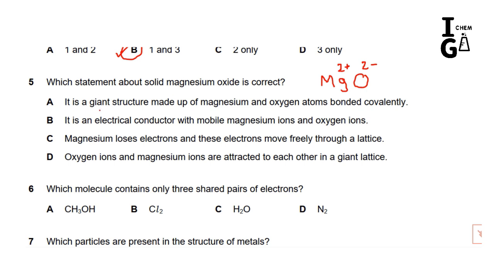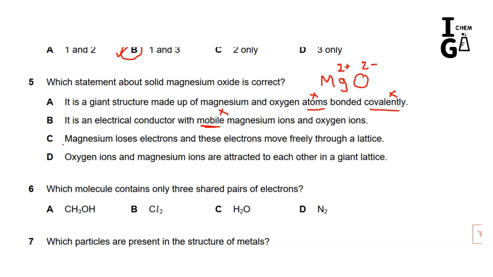Letter A, it's a giant structure made up of magnesium and oxygen atoms. Wrong. Bonded covalently. Wrong. So this statement is completely wrong because of atoms and covalent. They are ions, and this is ionic, not covalent. Letter B, it's an electrical conductor with mobile magnesium, mobile. So this is not correct because here we have something called crystal lattice, and all ions in this lattice are restricted. They can't move actually. These ions can't move. So the word mobile here is completely wrong.